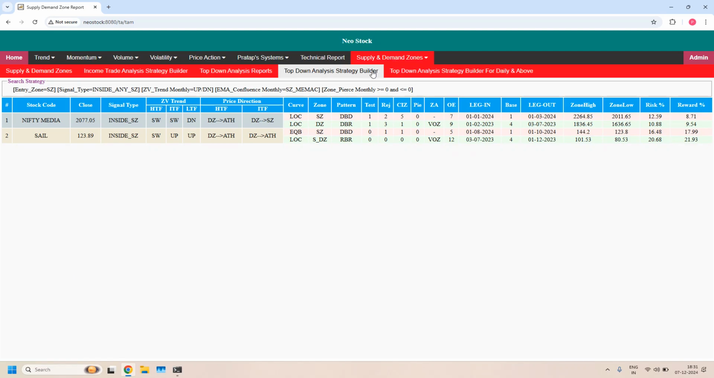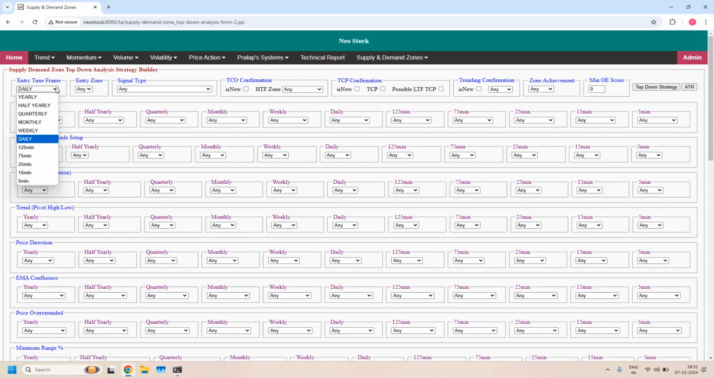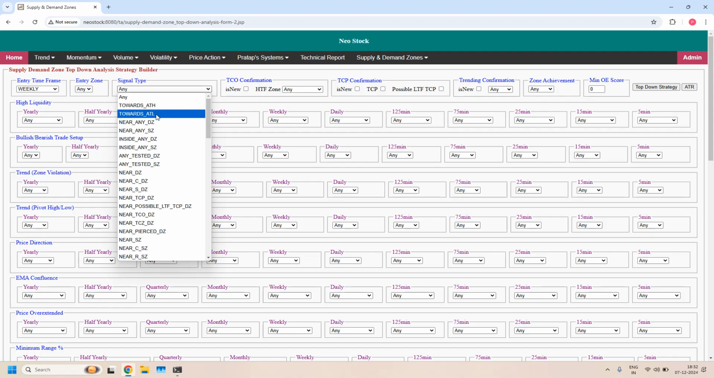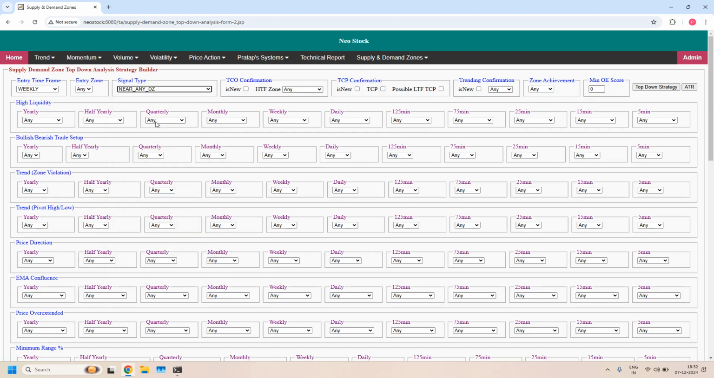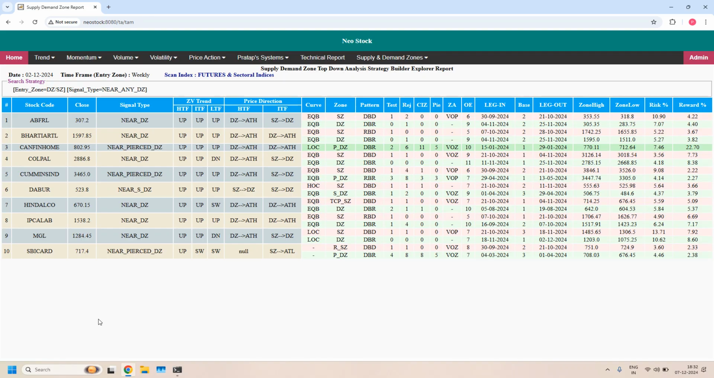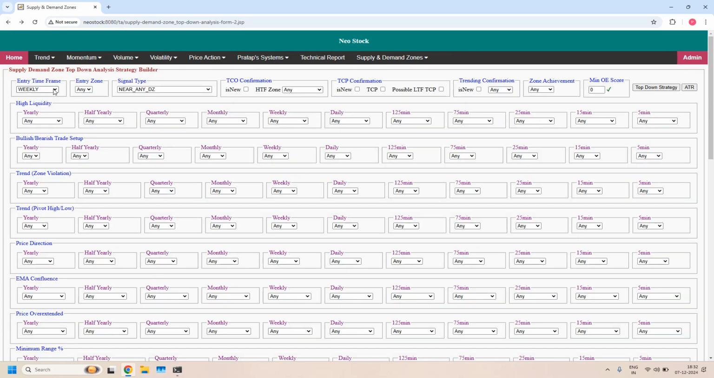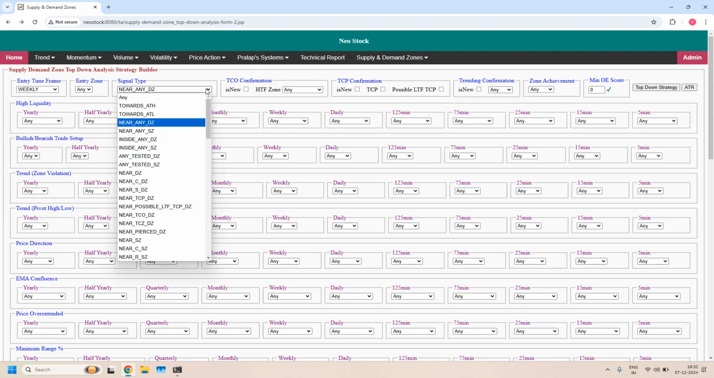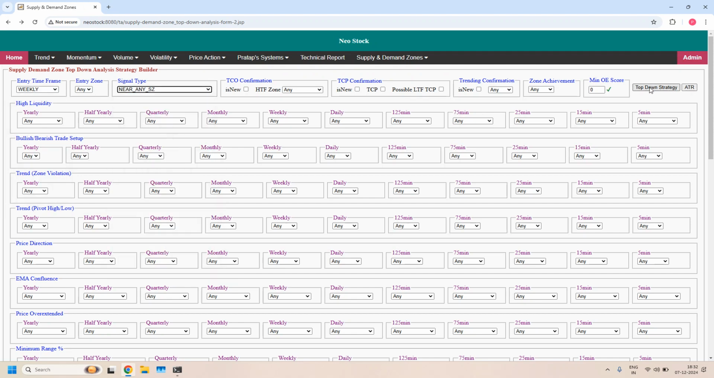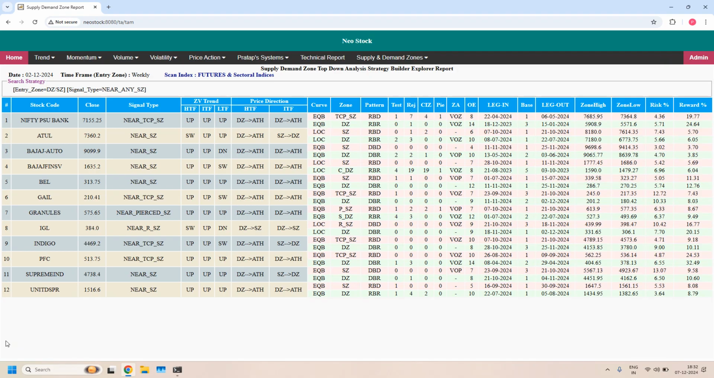Okay, next time frame is weekly. Because this is also the end of the week, I will generate different weekly reports for weekly time frame. Stocks near weekly demand zone. Let's filter. 10 stocks are filtered. Next, weekly time frame. Stocks near weekly supply zone. 12 stocks are filtered.